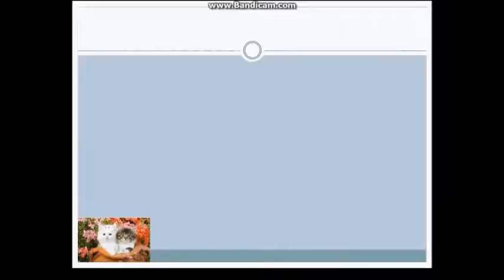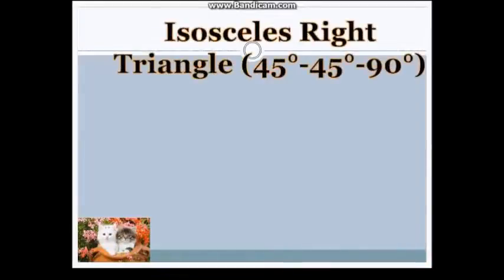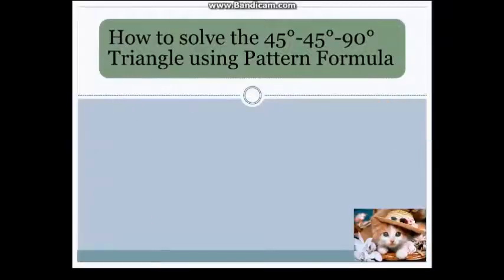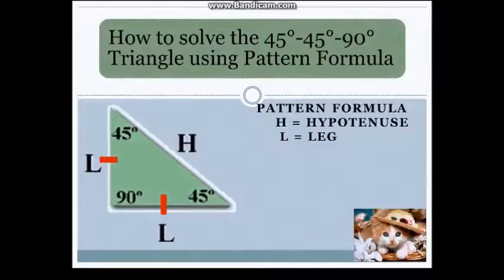Let's first discuss the isosceles right triangle, which is defined as a right triangle with two congruent legs. An isosceles right triangle therefore has angles of 45 degrees, 45 degrees, and 90 degrees. With only one given side, we can solve for the rest of the sides by using the pattern formula. In the pattern formula, take note that H is hypotenuse and L is leg.